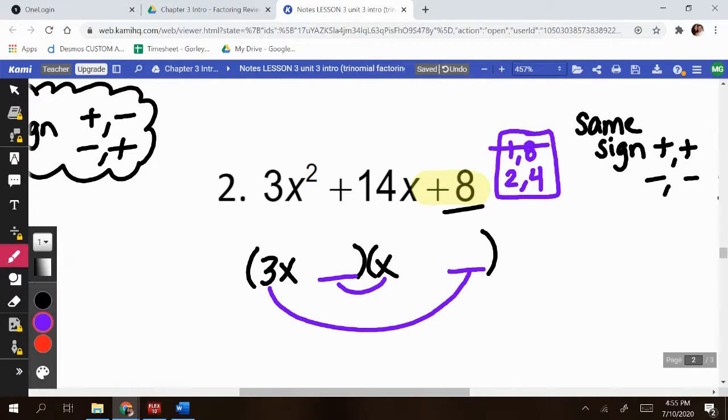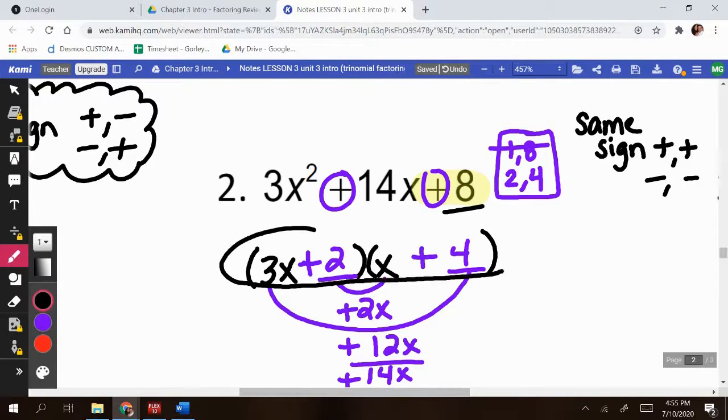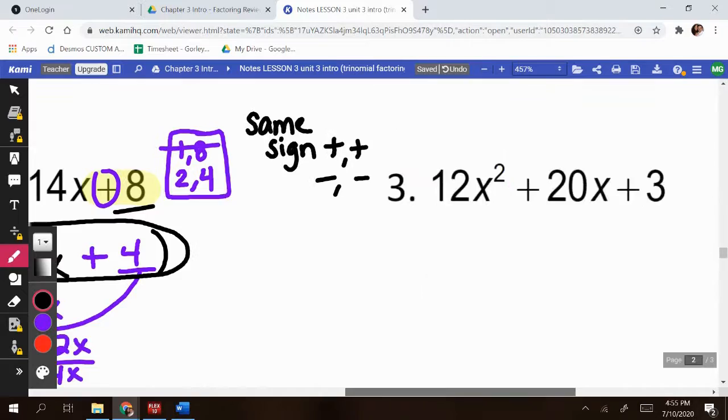We have 2 and 4. My outers would give me 12x and my inners would give me 2x, which, yay! Yay, we got one. That sums to 14. That's what I want. So remember, it's got to be the same sign. Because all of these signs are positive, I'm guessing that all of these signs would be positive, which would give us plus 2x and plus 12x, which would give us the plus 14x. Okay, so that looks good to me. You can always check your work. First times first would be 3x squared, and 2 times 4 would be 8.